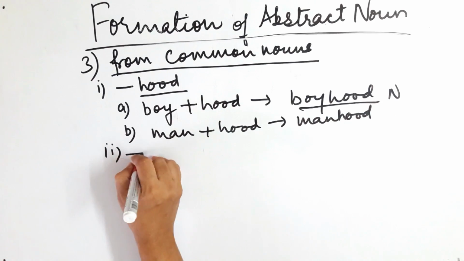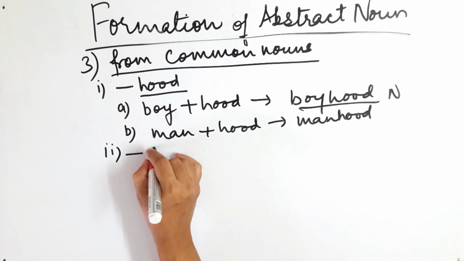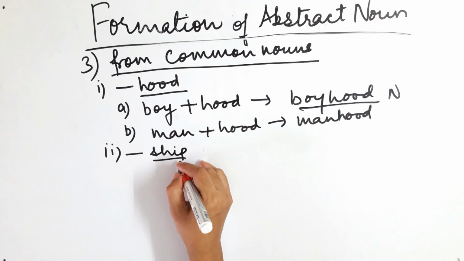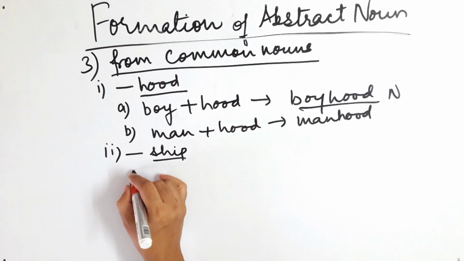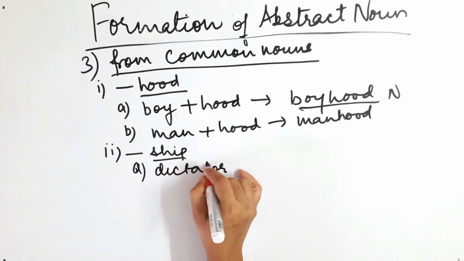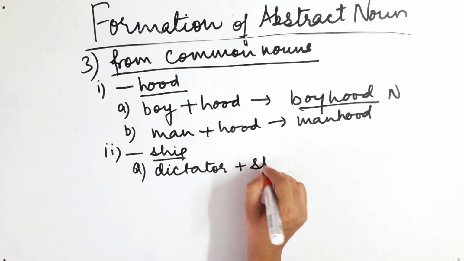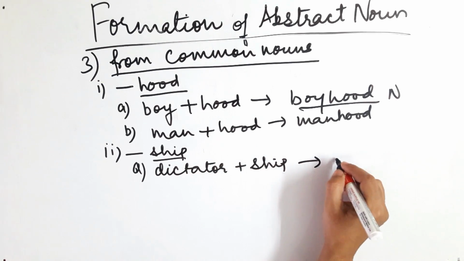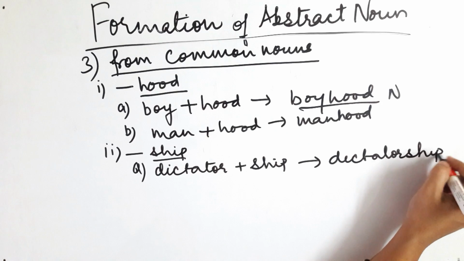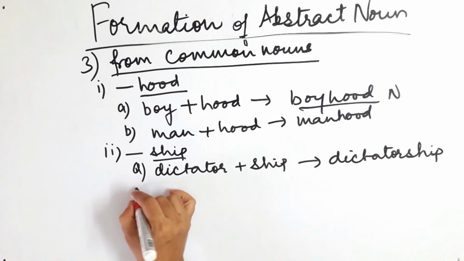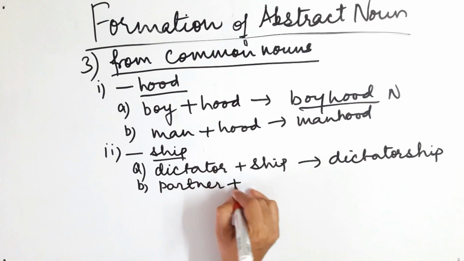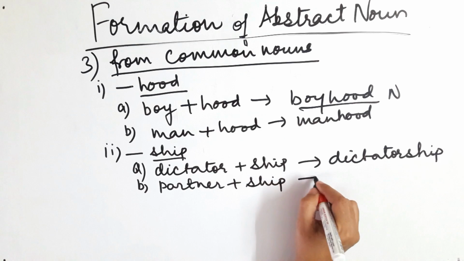Another way of changing the common nouns into abstract nouns is by adding SHIP to the words. I have words like dictator. If I add SHIP to this, it becomes dictatorship, which is an abstract noun. I have words like partner. I add SHIP, it becomes partnership.